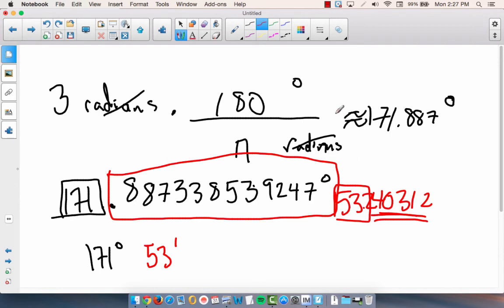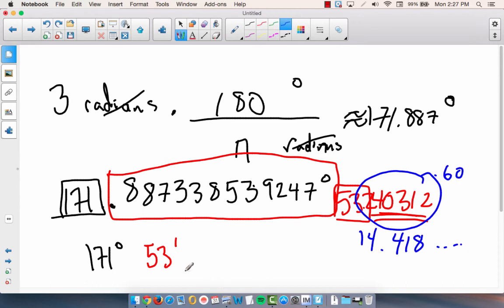I'm now going to multiply that, I'll change my color here, by 60. And that will then tell me how many seconds. And that comes out to be 14.418 and so on. And I'm going to call it 14.4 seconds. I could round to the nearest second and call it 14. I could round to the nearest tenth of a second.